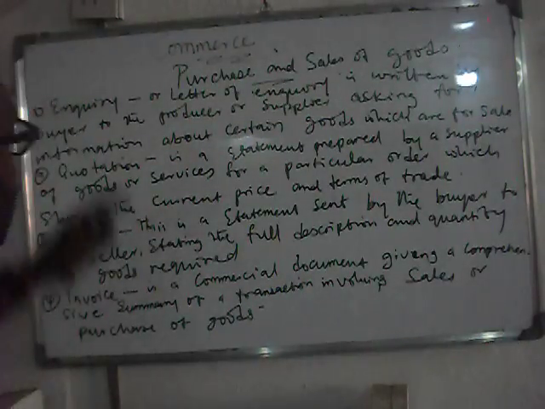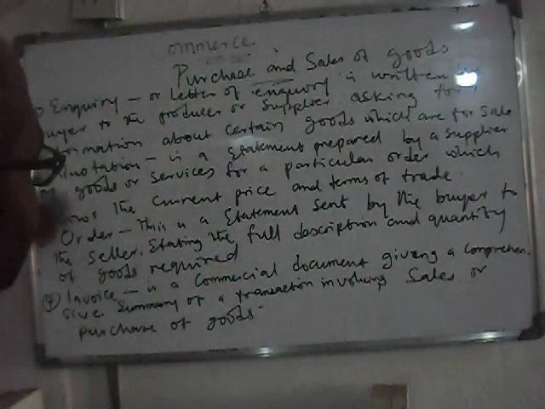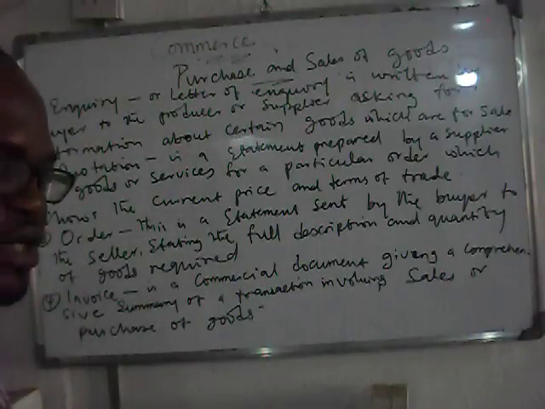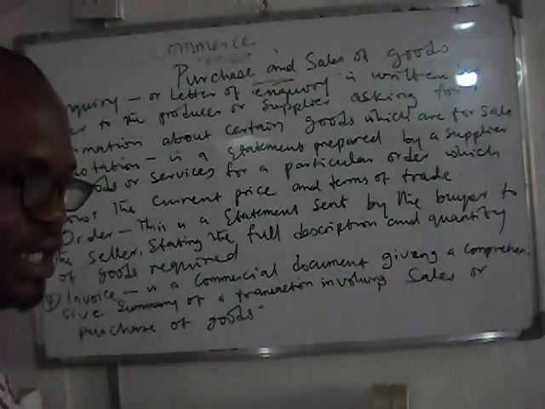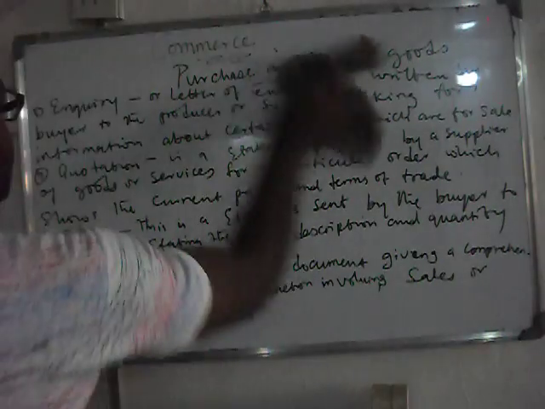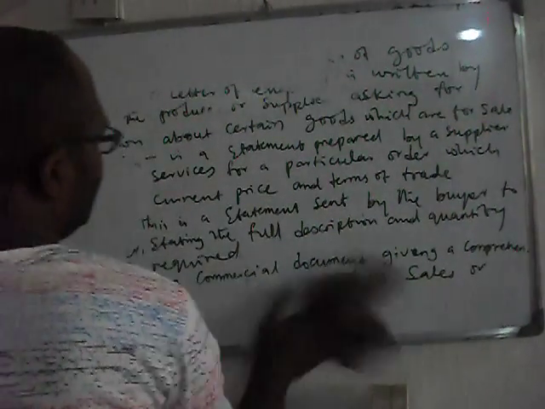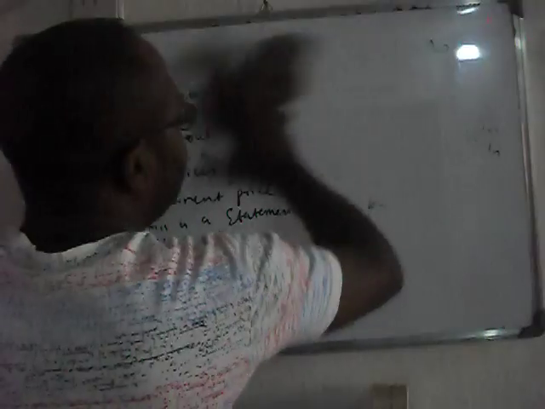Exactly. So these are some of the terms and documents that are used in buying and selling of goods. Is that clear? It's not restricted to this. We are still going to look at other materials that are used for buying and selling.